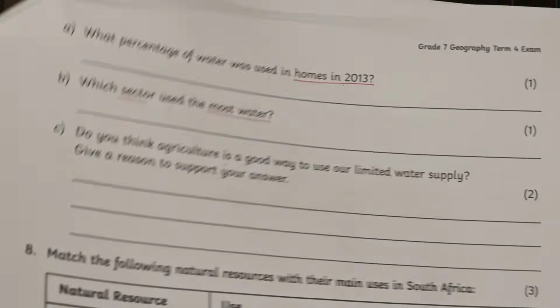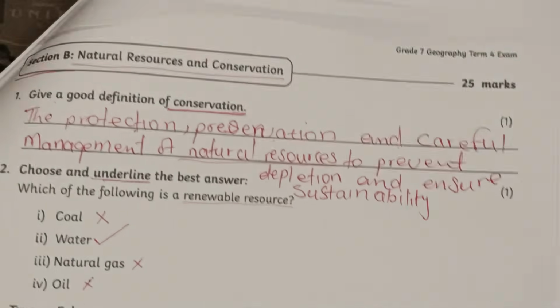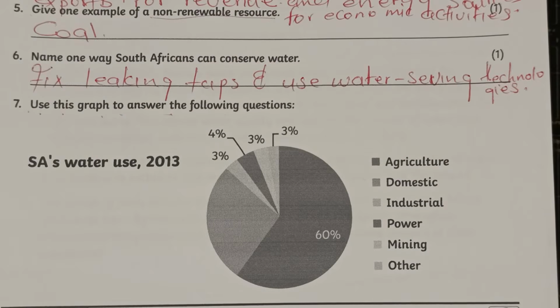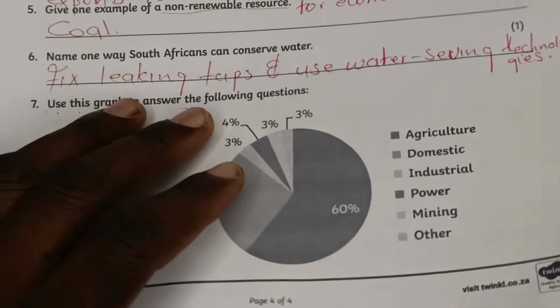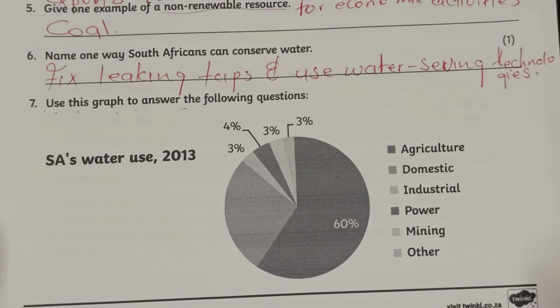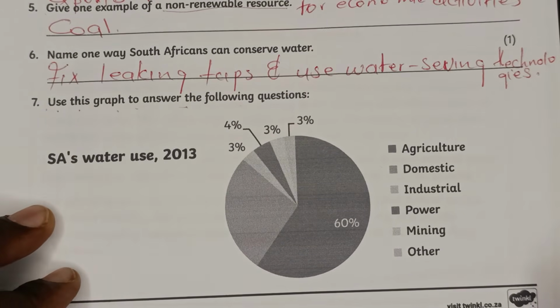Give a reason. Okay, we go back to the graph and we look. They say what percentage of water was used in homes in 2013. So which one is homes?